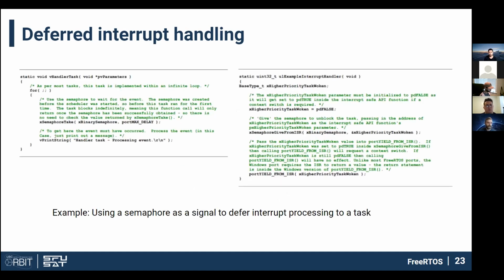So here's just a short code example of how that works. Handler task on the left here is waiting on this binary semaphore before printing a string. So your interrupt handler would signal the semaphore. This flag would be set to true, and then you yield from the interrupt, and it would return to handler task once it's completed. You'll see this a lot if you're writing driver code. Anything that interacts with hardware, this sort of design pattern will show up a lot.